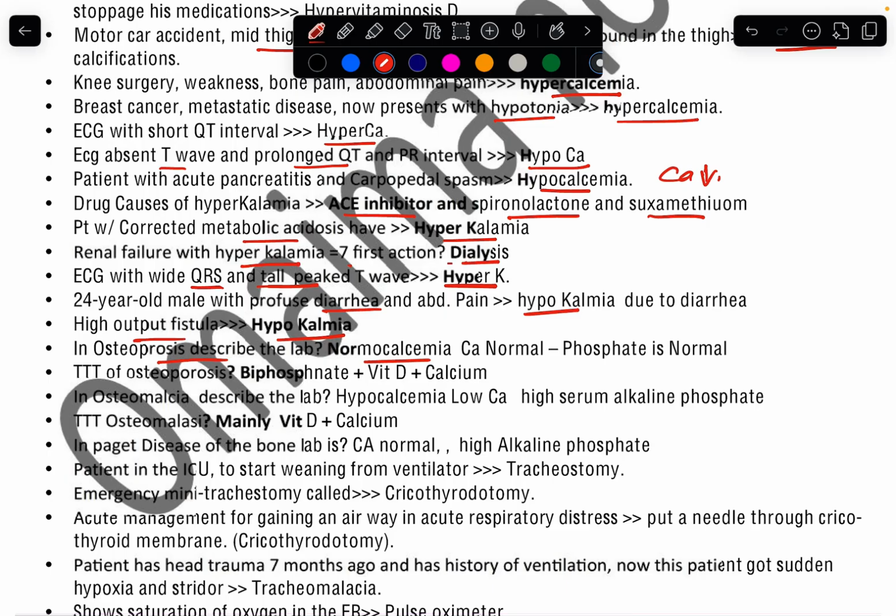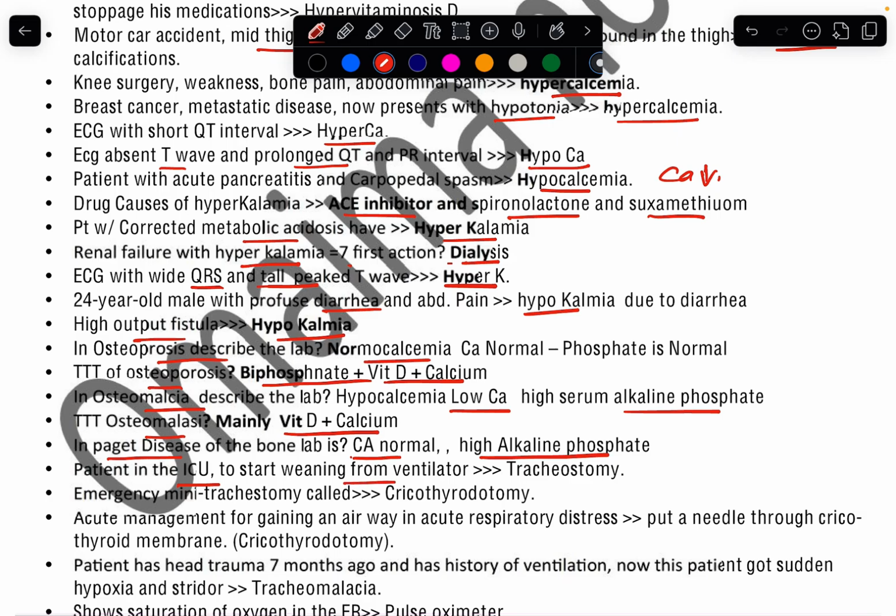Osteoporosis, normocalcemia. Osteoporosis treatment: bisphosphonates, vitamin D, calcium. Osteomalacia: low calcium, high alkaline phosphatase. Osteomalacia treatment: vitamin D and calcium. Paget's disease: normal calcium, high alkaline phosphatase.